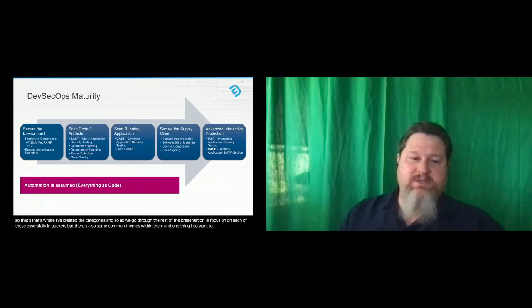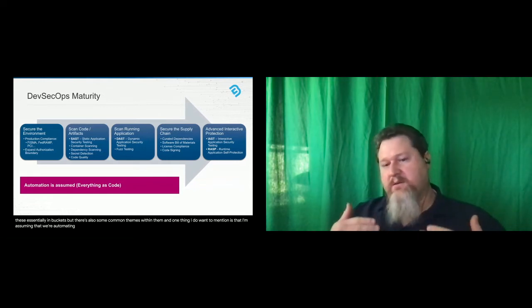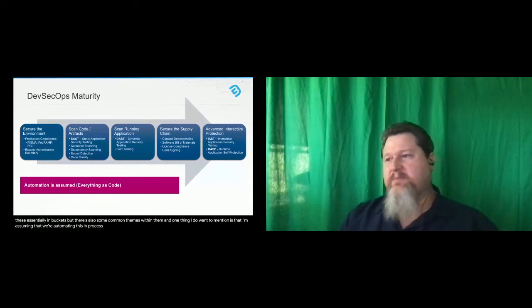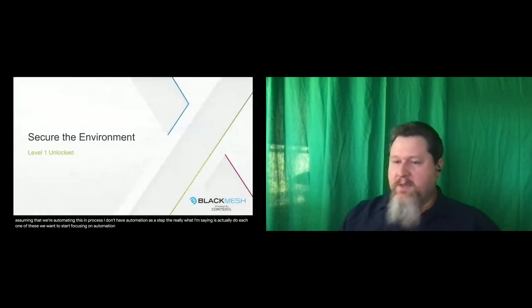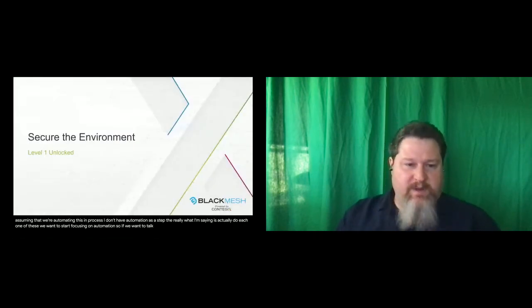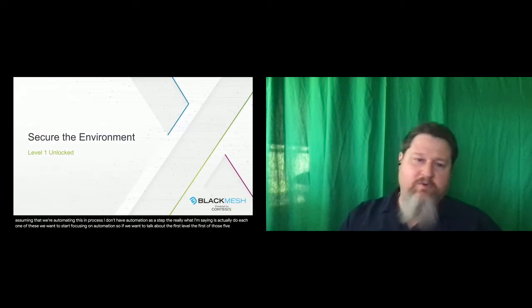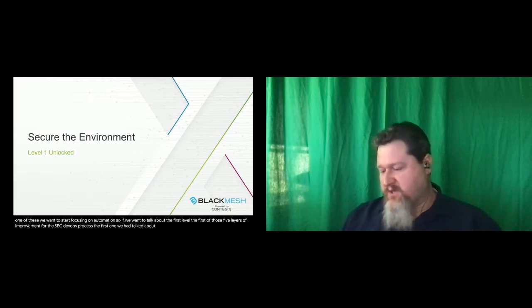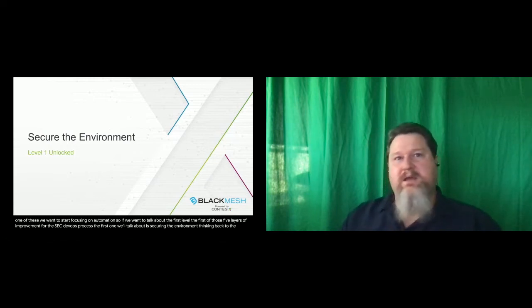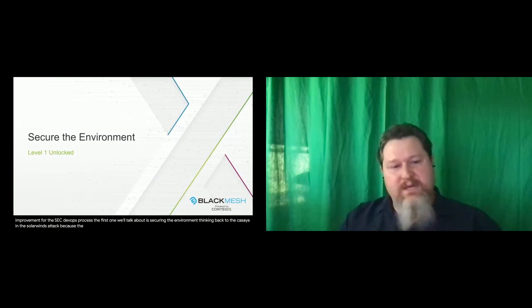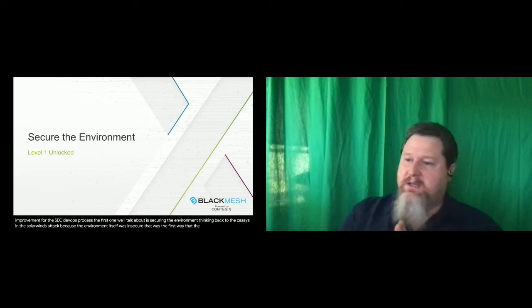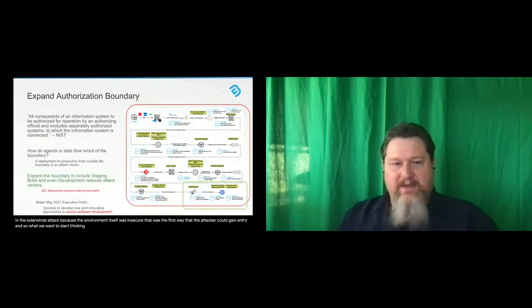And one thing I do want to mention is that I'm assuming that we're automating this in process. I don't have automation as a step. But really what I'm saying is as we do each of these, we want to start focusing on automation. So if we want to talk about the first level, the first of those 5 layers of SecDevOps process, the first one we're going to talk about is securing the environment. Thinking back to the SolarWinds attack, because the environment itself was insecure, that was the first way that the attacker could gain entry. And so what we want to start thinking about is the authorization boundary.